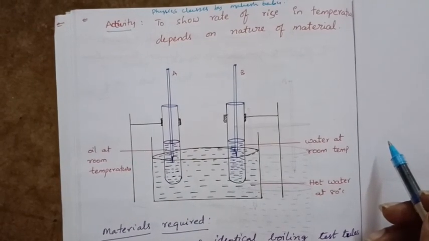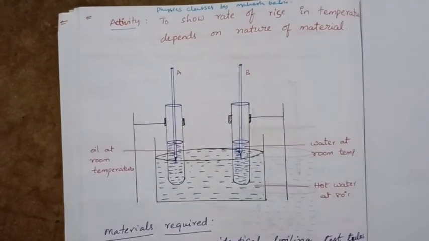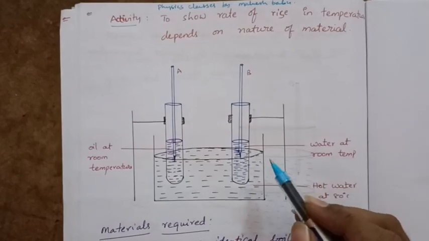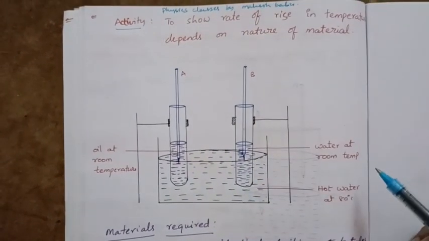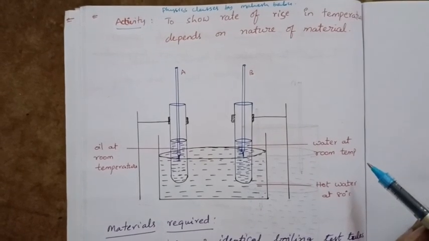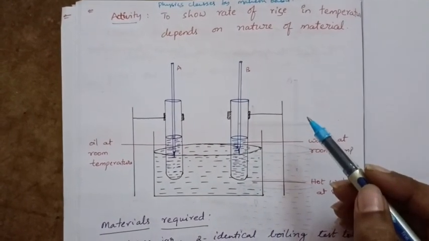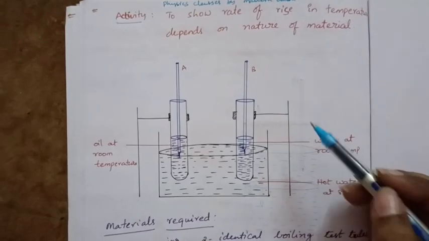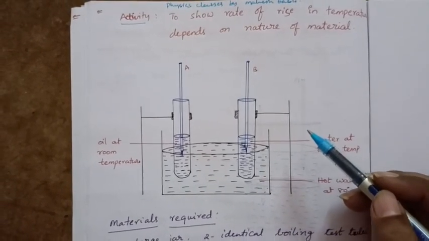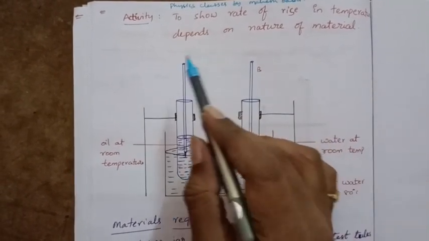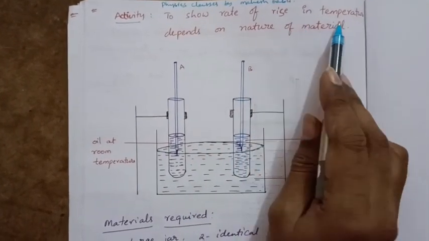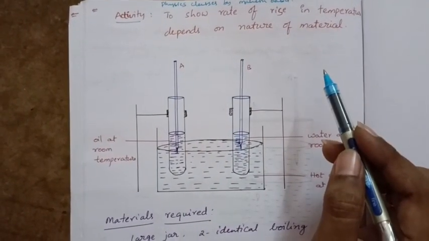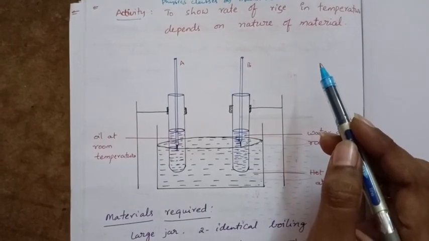Now, whenever we are supplying an amount of heat to a body, its rise in temperature depends on the nature of the material. Different materials will take different times to raise their temperature, so we can prove this with the help of an activity. Rate of rise in temperature depends on nature of the material.